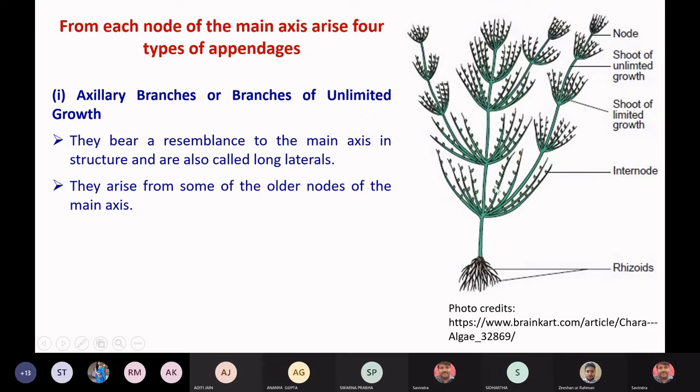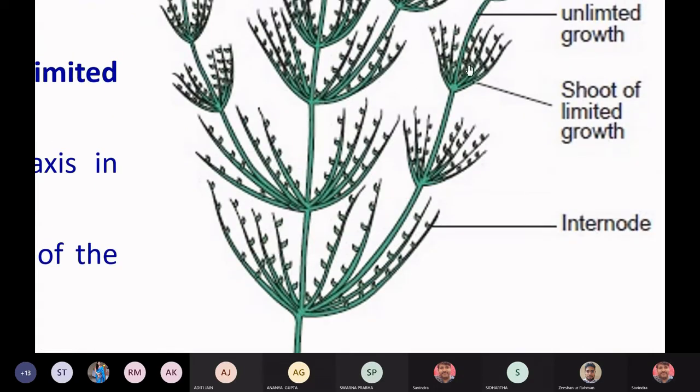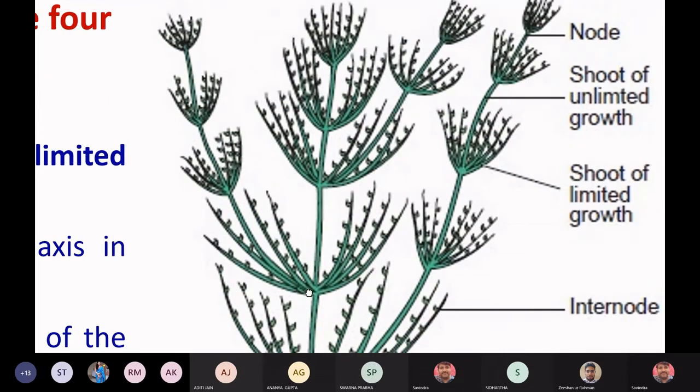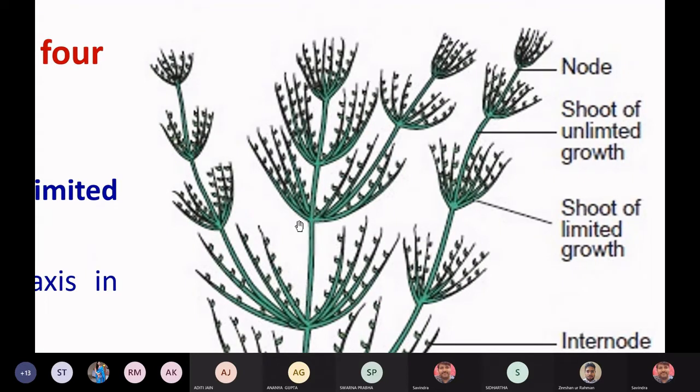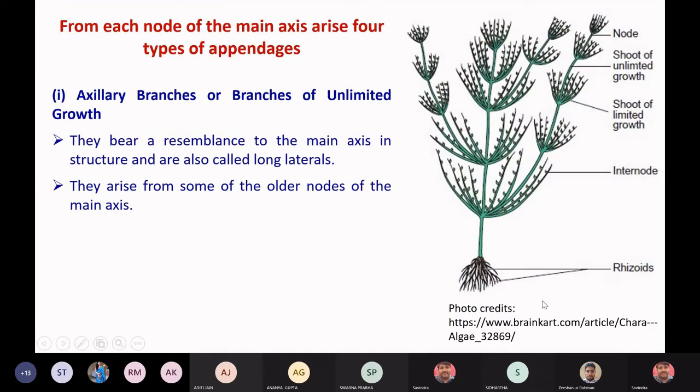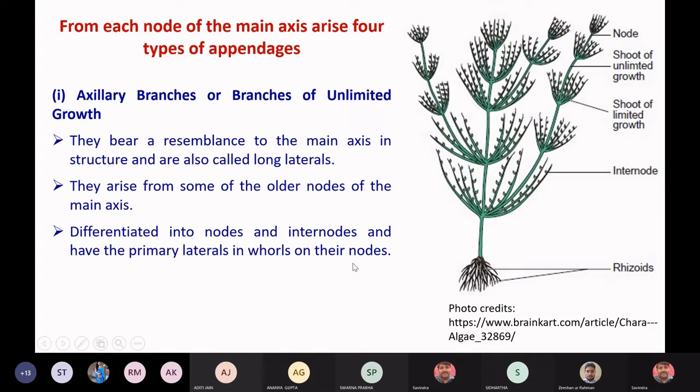जरूरी नहीं कि ये हर किसी निकले. You can see from this node there is an origin of a branch of unlimited growth. From this node there is one more branch of unlimited growth. From this node one more is there, but there is no branch of unlimited growth from this node or this node. It's not necessary that each and every node will produce a branch of unlimited growth, but yes, there are some nodes which can give rise to a branch of unlimited growth.